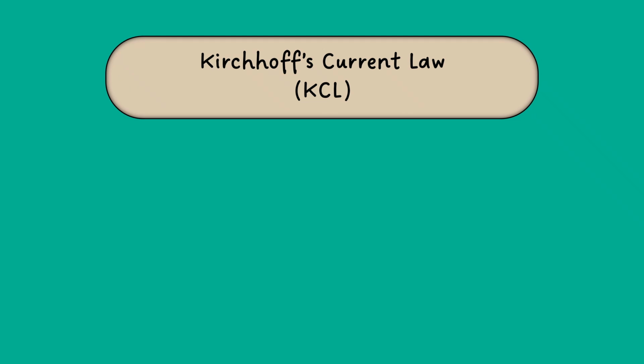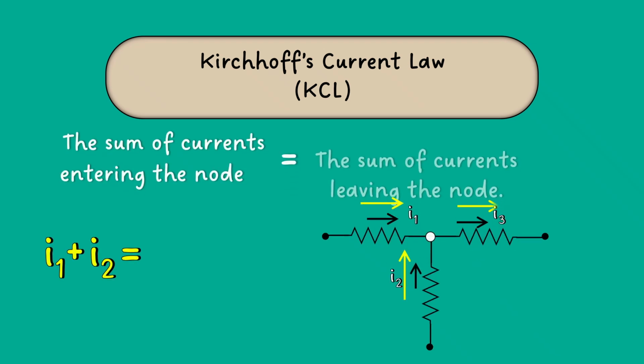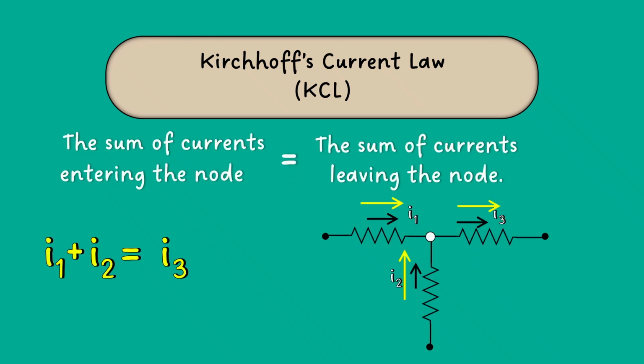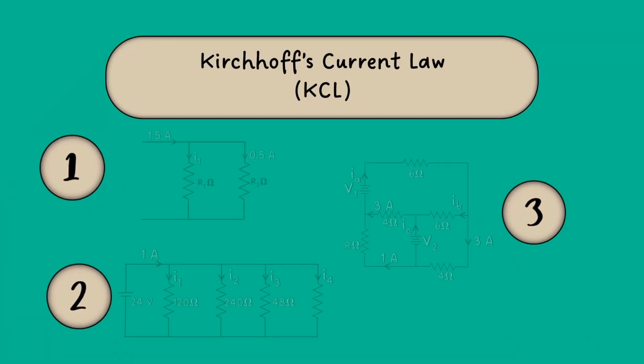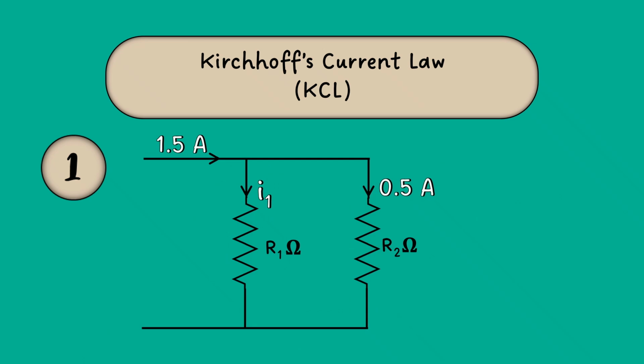I'll start with a quick overview of Kirchhoff's current law, KCL. According to KCL, the sum of currents entering a node equals the sum of currents leaving the node. I've explained this law in detail in my last video. Please check that out. In this video, we'll solve 3 problems based on KCL. How about beginning with a simple problem?